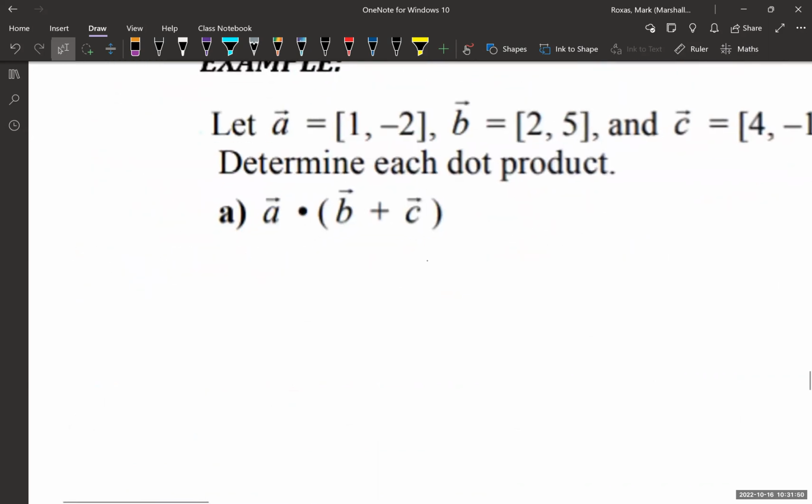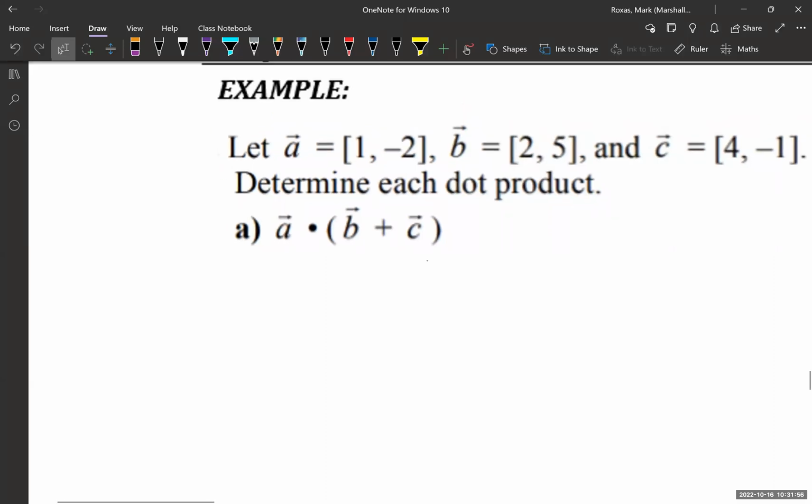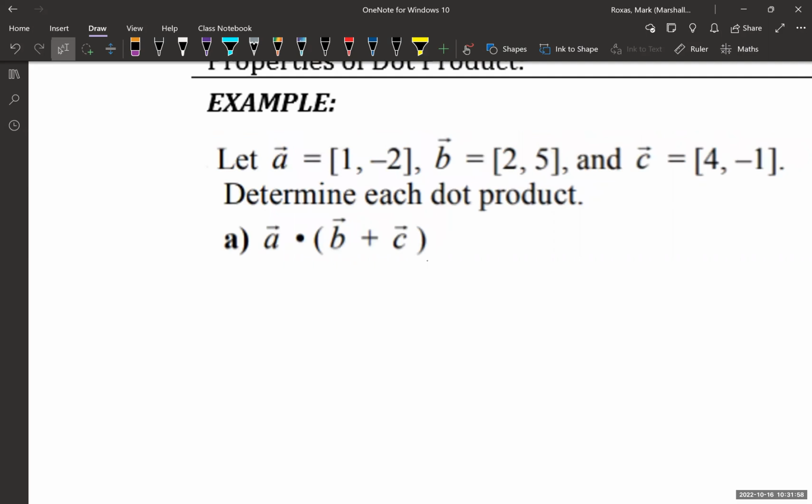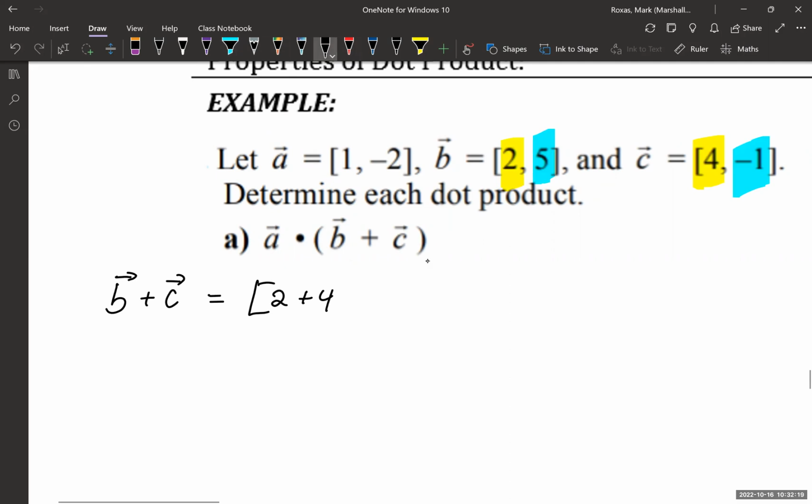A dot (B plus C). Whenever you're adding vectors algebraically, remember you have to add their components. So I'm going to do B plus C first. B plus C is going to be 2 plus 4, so add the x components, which are 2 and 4, and then the y components, 5 and negative 1. So 2 plus 4, comma, 5 minus 1, and that is going to be 6 and 4. So there's B plus C.